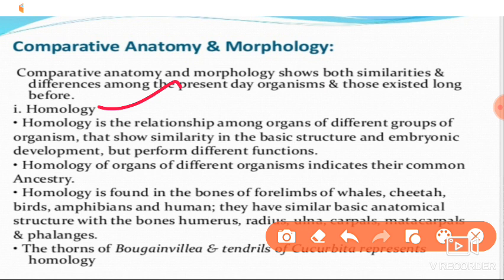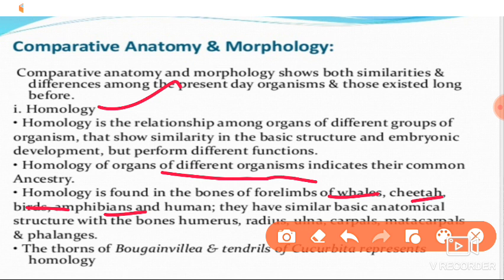Sometimes they will ask, define divergent evolution and give an example. You can take homologous organs as the example for divergent evolution, and for convergent evolution, analogous organs. Please remember, the difference between homologous and analogous organs is very important. So please remember the definition of homologous organs: the structure is the same but the function is different. For example, you can take the forelimbs of whale, cheetah, human, birds, amphibians, etc.